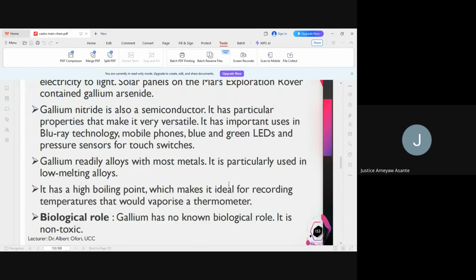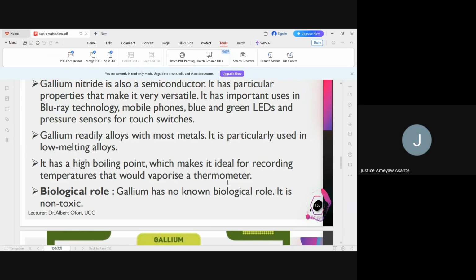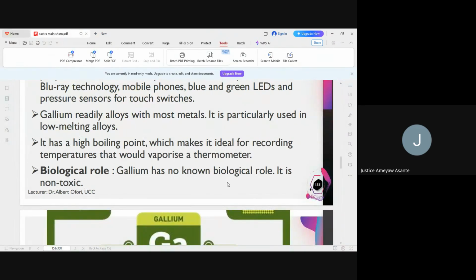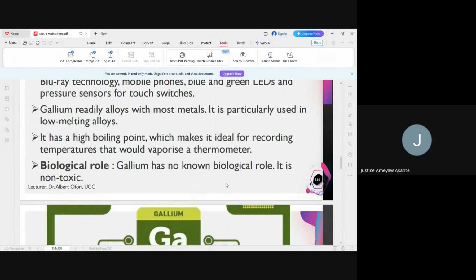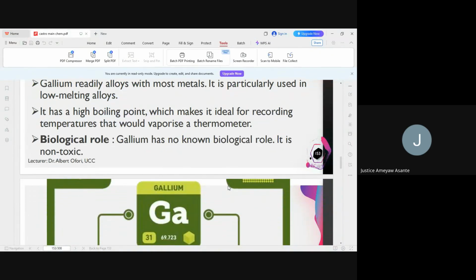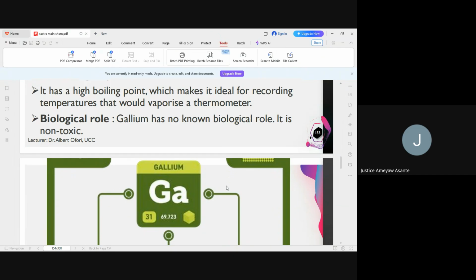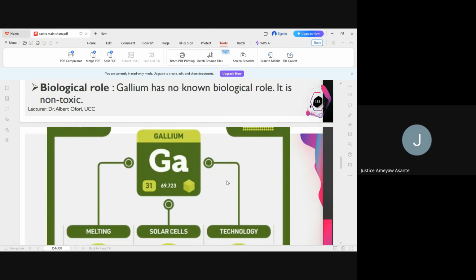Its particular property is that it is very versatile. It has important uses in Blu-ray technologies. Gallium readily alloys with most metals. It is particularly used in low melting alloys. It has a high boiling point, which makes it ideal for recording temperatures that would vaporize other thermometers. Biological role: what role does it play? Gallium has no known biological role. It is non-toxic.